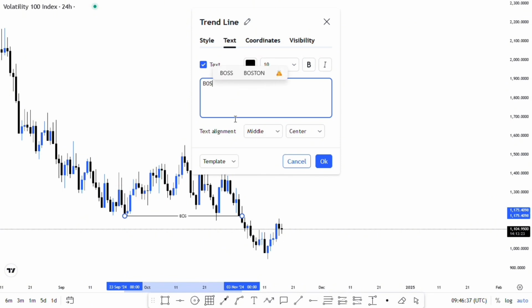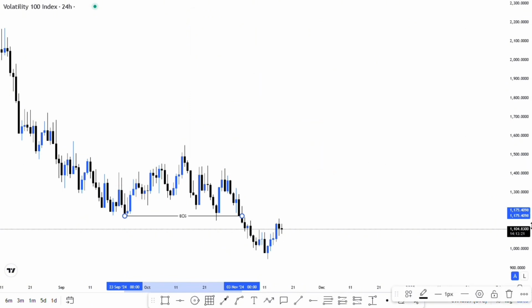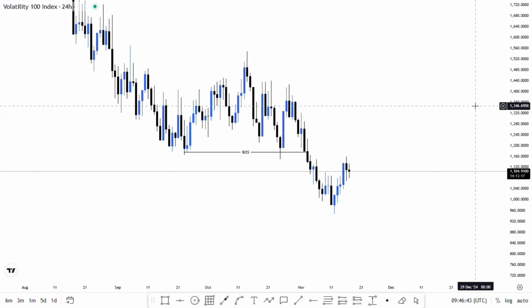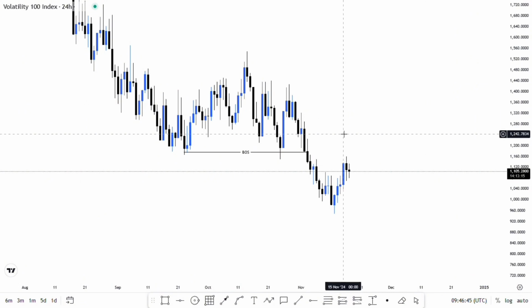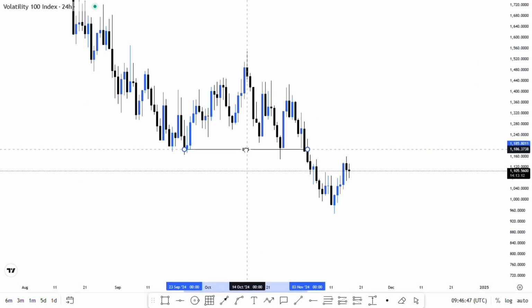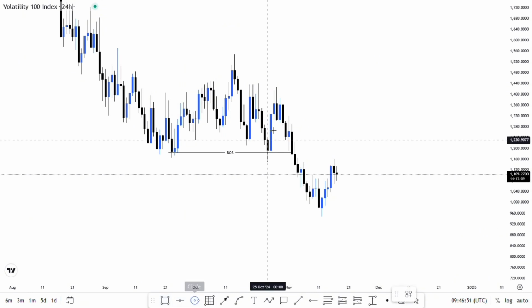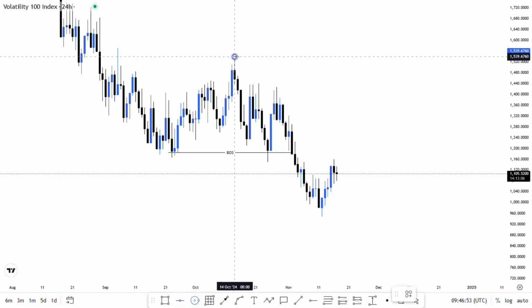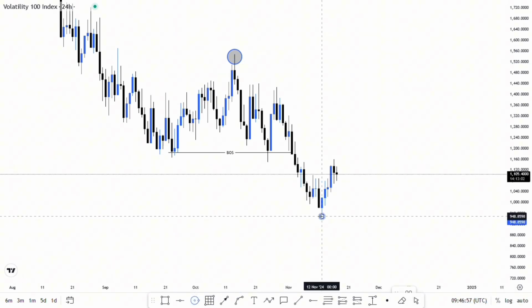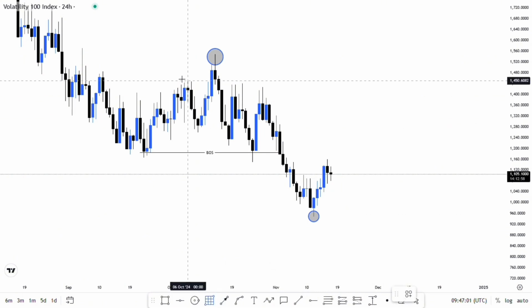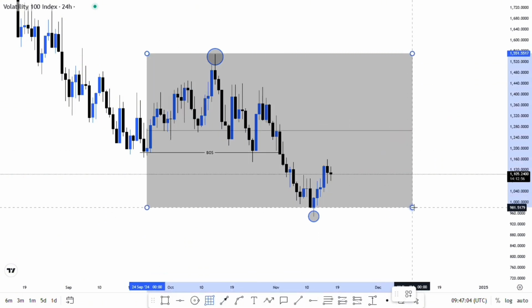Since we have these break of structures, now we're going to identify our trading range, where we're going to be focusing on the daily time frame. We don't need to focus on many things. At this point we're going to be focusing on this high right there and this previous low. This is our trading range. So basically we'll be looking at this area only, not many things.